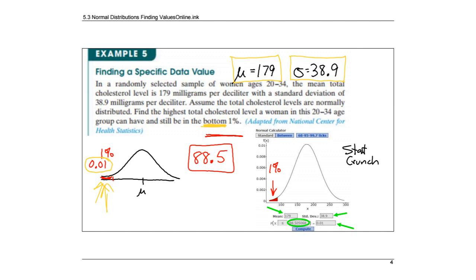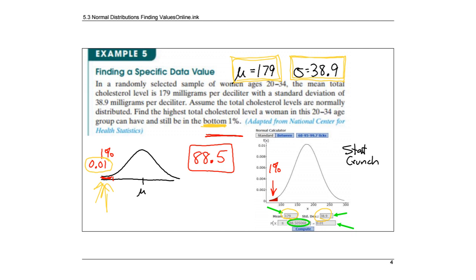We are going to hit Stat Calculator Normal. Now this time, the StatCrunch automatically comes up with a mean of 0 and a standard deviation of 1, but we have a mean and a standard deviation that we need to put in. So we're going to put the 179 in here. That's because that's what the problem gave us for mean. We're going to put the 38.9 in for standard deviation. That's what the problem gave us for standard deviation.